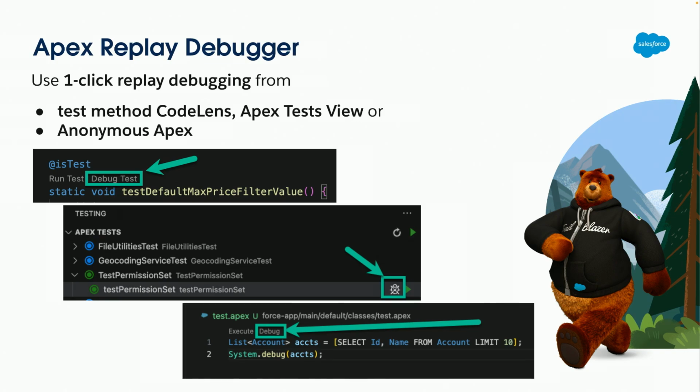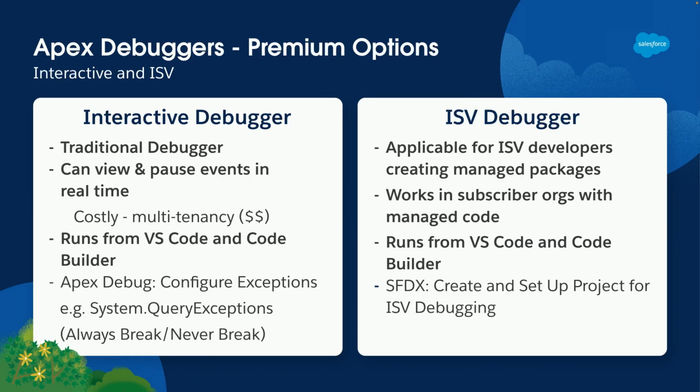So we highly recommend you start debugging by finding a test or creating a test and starting to learn how to go through your debugging sessions this way with this one-click launcher. It's a little easier than remembering the steps to set up the logs and to pull them down. And this way, all that stuff is happening behind the scenes. So you've got the code lenses on tests and an anonymous Apex, and you've got the icon in that testing sidebar where you can launch your debugging sessions from. Now let's hear a little bit more about our premium debugging options.